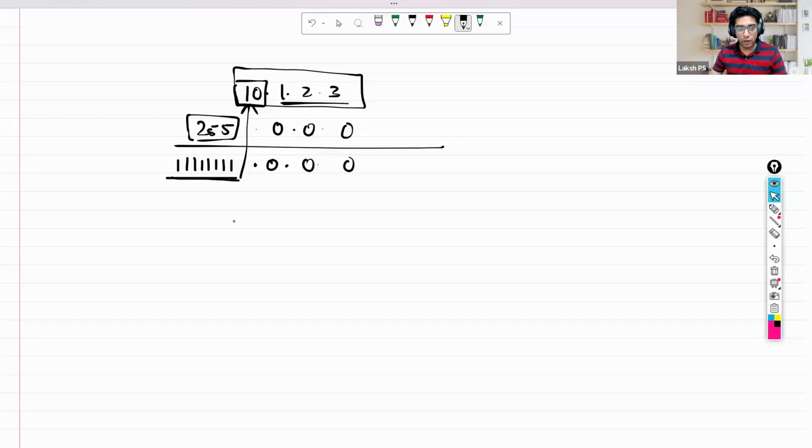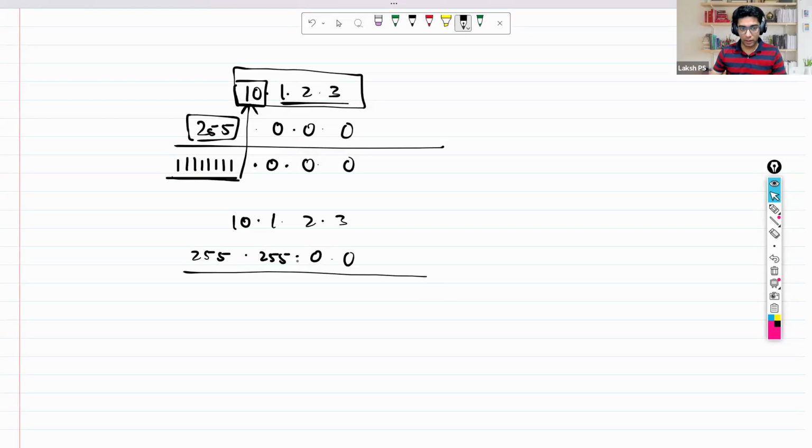Okay. Similarly, for 10.1.2.3, if I write the address mask as 255.255.0.0 for a classless IP address, a networking device will find out which is the network part. So 255.255 in the address mask corresponds to the first 2 octets of the IP address, that is 10.1, and hence 10.1 is the network part and the rest of the octets are the host part of that IP address.